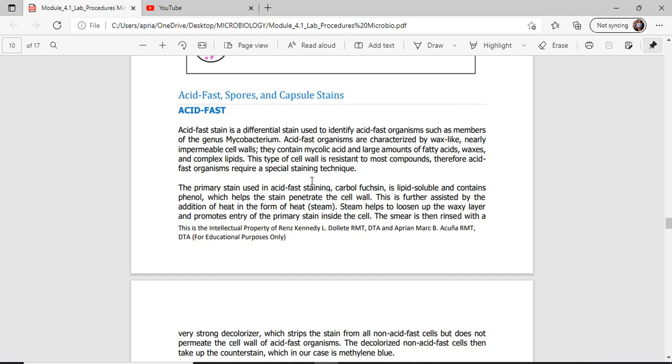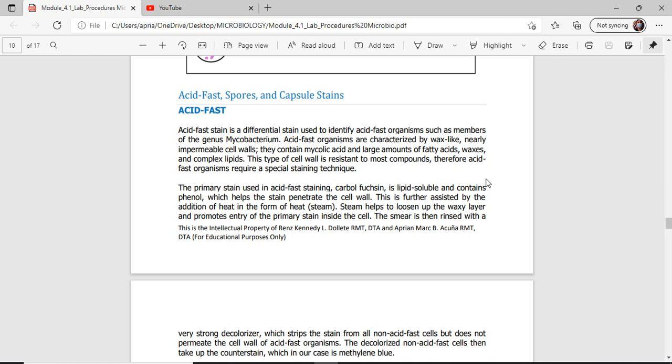By common sense, the way you counter fats is with an acid. For example, if you eat too much fatty food, you drink a soft drink, which has more of an acidic effect, to help dissolve what you ate. Because of their fatty acids, waxes, or complex lipids. Lipids is another term for fats. This type of cell wall is resistant to common compounds. Therefore, acid-fast organisms require a special staining technique.